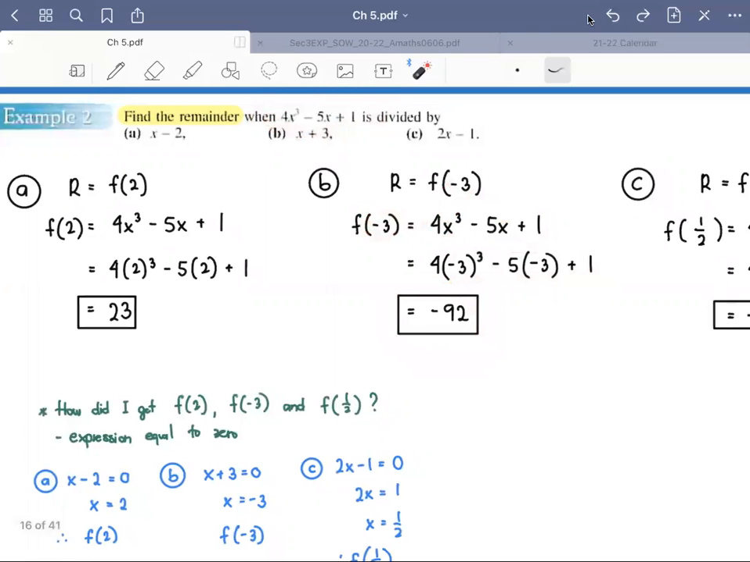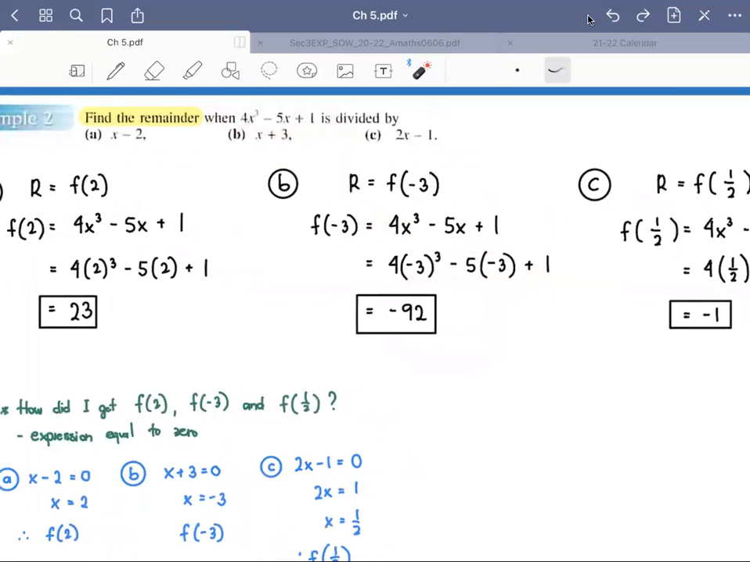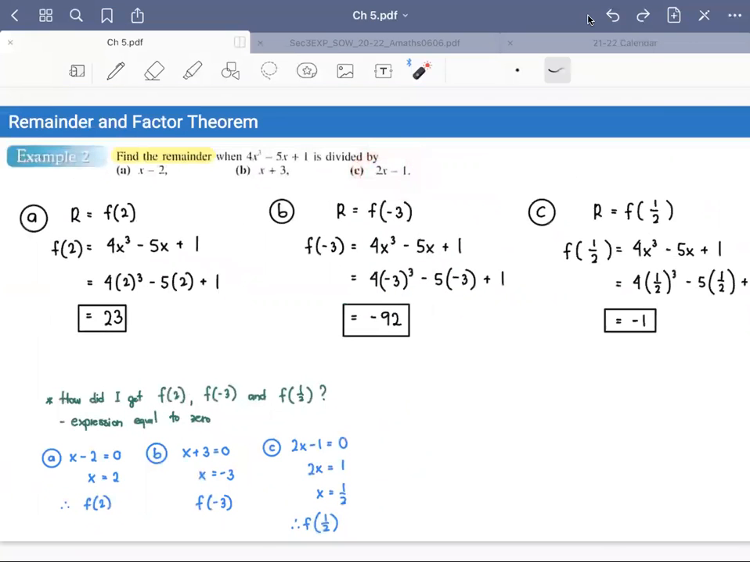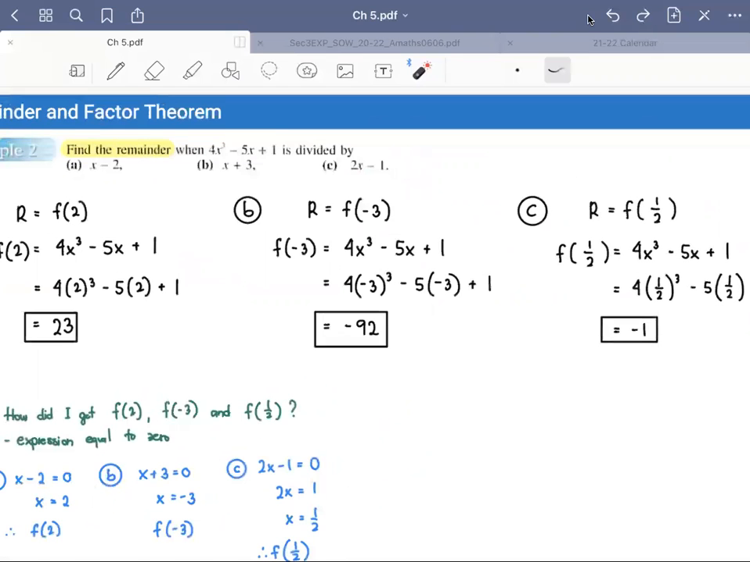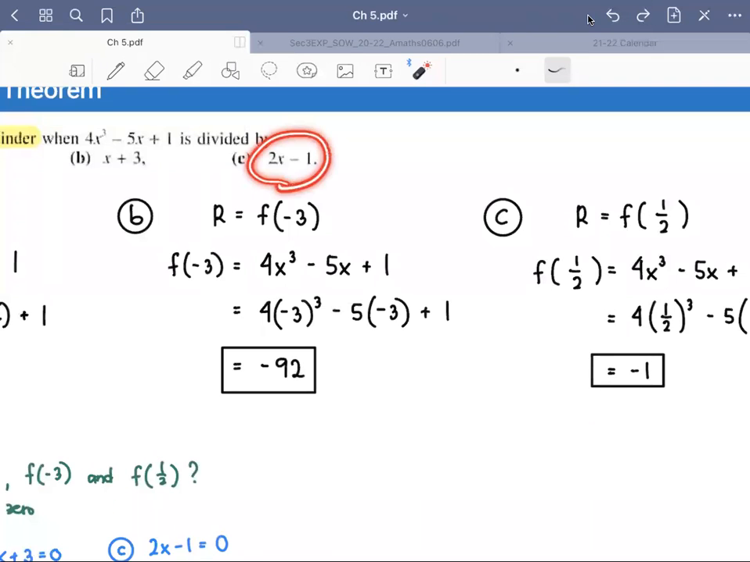And then last example, what if it's 2x minus 1? What will be your function? Your function, if it's 2x minus 1, is f of 1 half. All right, f of 1 half. But how did we get f of 1 half?